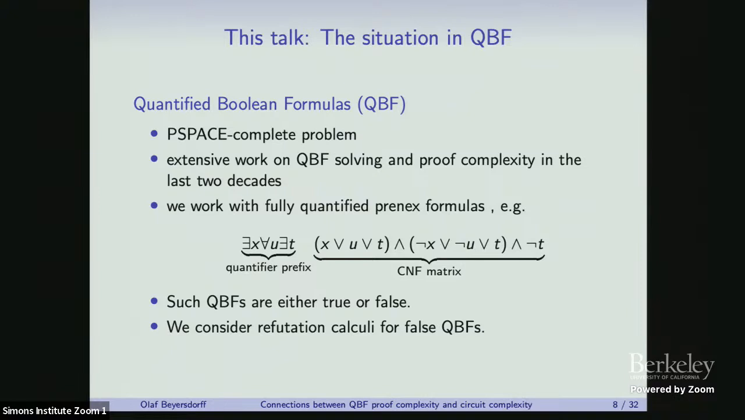The objects we will look at are fully quantified prenex formulas. That means we have prenex normal form: you have a quantifier prefix, and then the matrix will typically be in CNF. Moreover, we want that all the variables appearing in the matrix are quantified in the prefix, so there aren't any free variables. Such QBFs must be either true or false; there isn't any other possibility. And in accordance with convention in proof complexity, we look at refutation calculi for false QBFs. So we will assume that the formulas are false and we want to refute them.